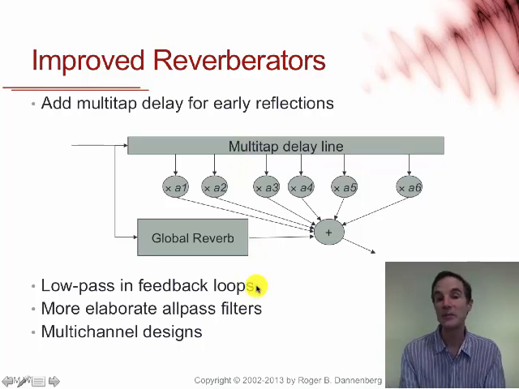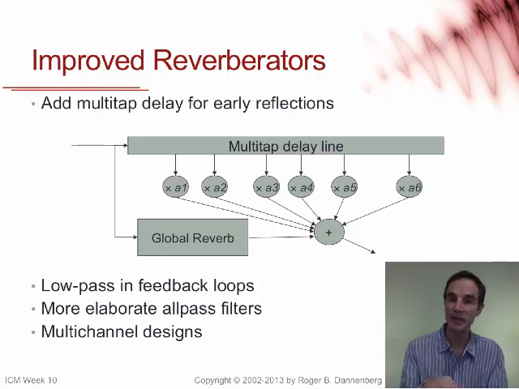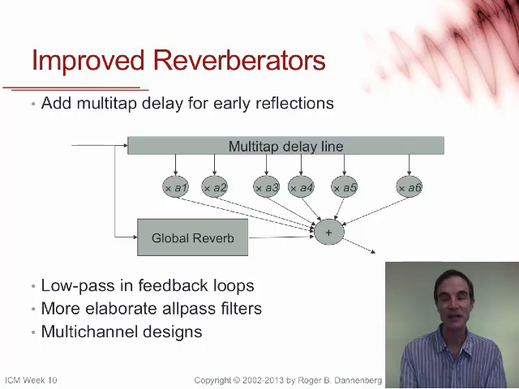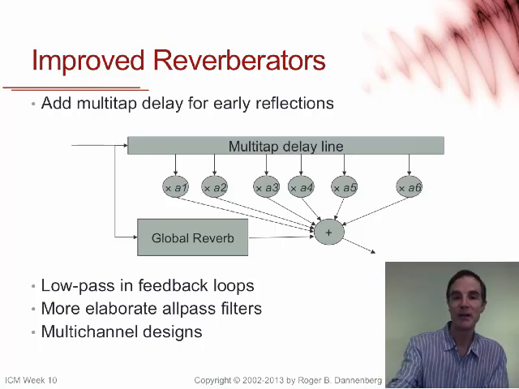Another thing you can do is put low-pass filters into the feedback loops, even within the all-pass filter or within the comb filter. That changes the nature of the filter, but it might make better reverb. People design more elaborate all-pass filters, sometimes with variable delay. There are also multi-channel designs for reverberators, so lots of flexibility.